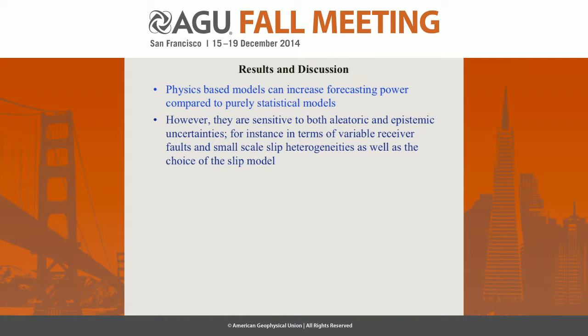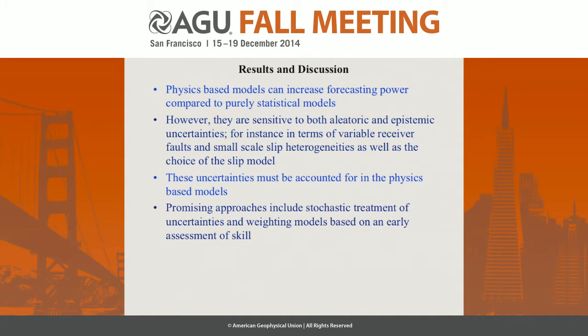We do know that these models are very sensitive to various uncertainties. We mentioned some of those earlier, and we've got to take these into account in some way. A couple of different approaches we mentioned today are what GFZ have been doing in terms of the stochastic treatment of the uncertainties, or alternatively weighting the models based on their early skill in order to forecast their later skill. And then finally, coming back to the idea of ensemble models that we've heard earlier, I think it's very likely that a combination of these approaches and some type of ensemble model will be most appropriate.